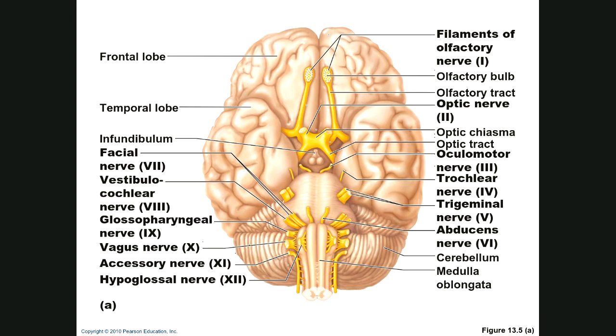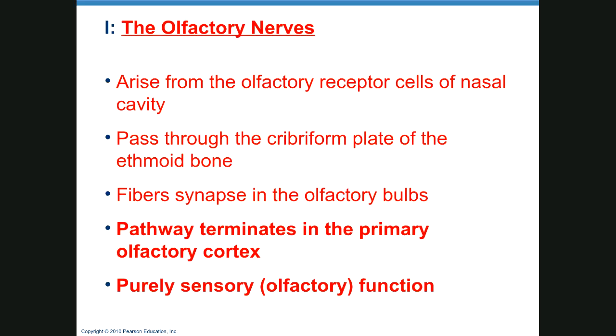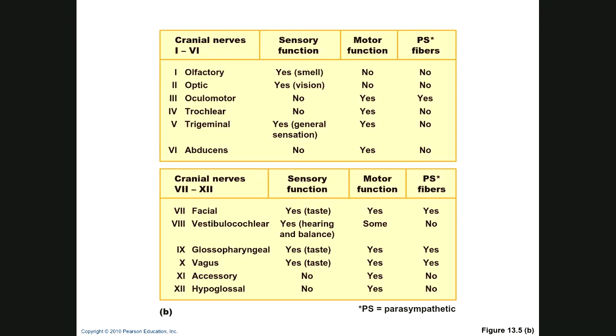So we're going to refer to this PowerPoint over and over again as we go through the nerves, and we come back and point out where this nerve is originating in the brain. This is a nice chart that goes over each of the cranial nerves, their number, 1 through 12, whether the function is sensory or motor, and whether the nerve is part of the parasympathetic nervous system.